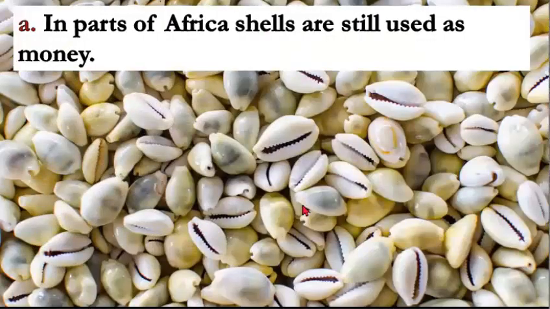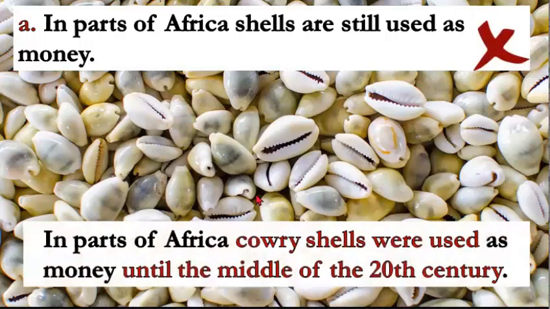A. In parts of Africa, shells are still used as money. After hearing the recording again, did you find the answer? Is it true or false? Do parts of Africa still use shells as money? Of course, it's false. In parts of Africa, cowrie shells were used as money until the middle of the 20th century. Not still, okay? They were used until the middle of the 20th century.